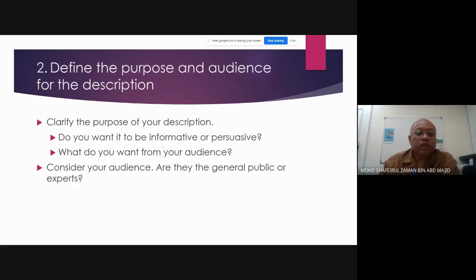Number 2, define the purpose and audience for the description. Do you want it to be informative or do you want it to be persuasive? When it comes to informative, you are going to inform the audiences. That is going to be your task. You are telling them what product you're going to have in the market soon. You are only asking them to know more about the product. That's it, not more than that.